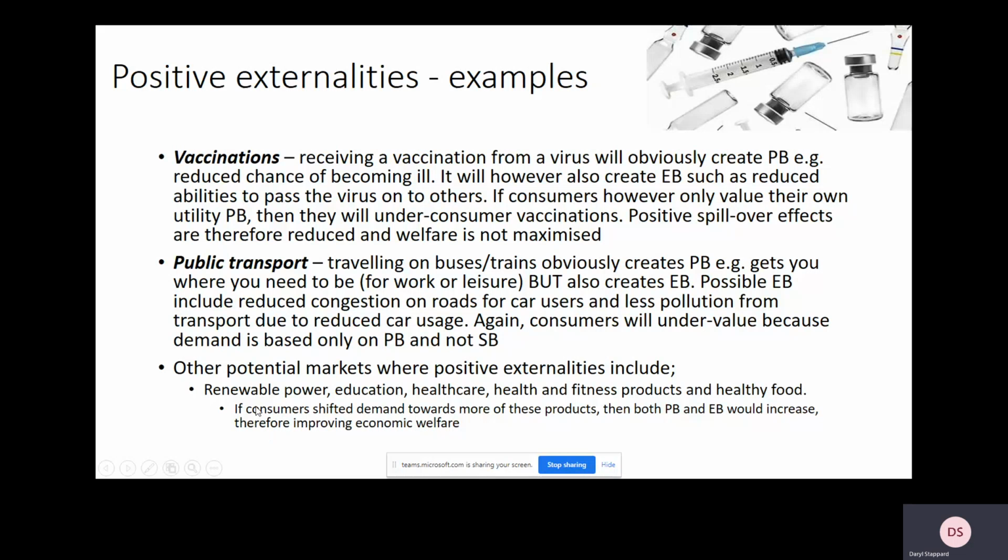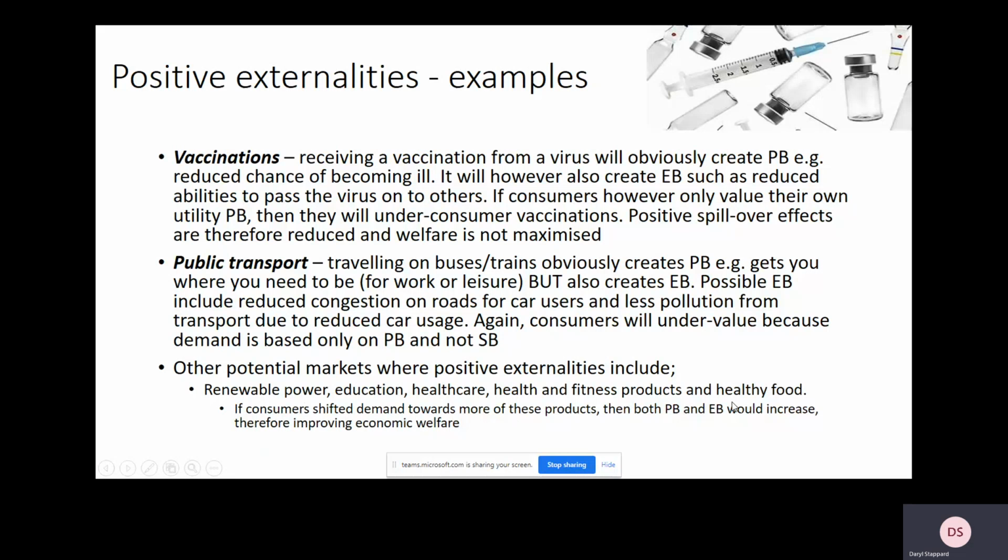Now, you've got at the bottom some other markets where you might also have positive externality market failure. Renewable power. So when people use solar or wind power, for example, well, there's a huge external benefit there, the reduction in emissions, more sustainability. Well, people don't think about them benefits for third parties. We've talked about education, how that can create positive externalities. Healthcare, we mentioned that one as well, with things like vaccinations. Health and fitness products, though, and healthy food can also create lots of positive externalities.